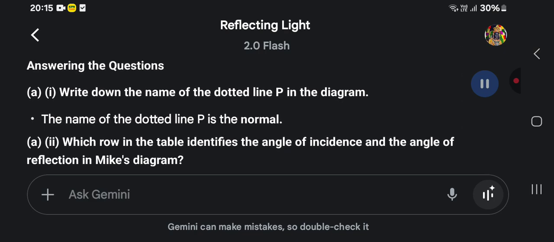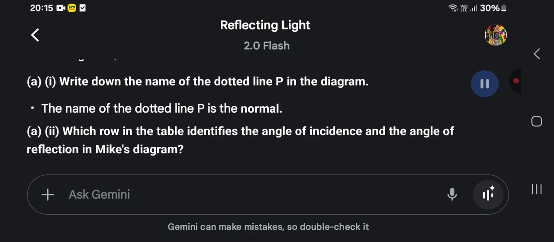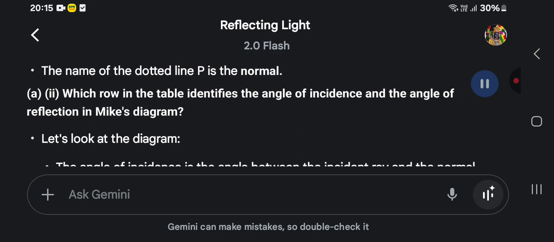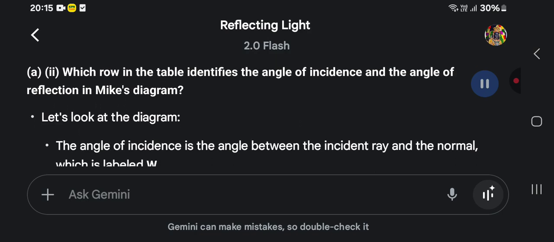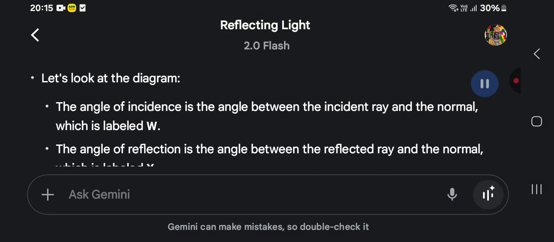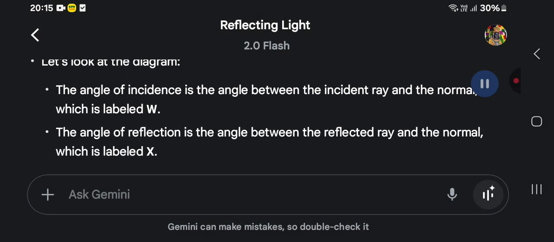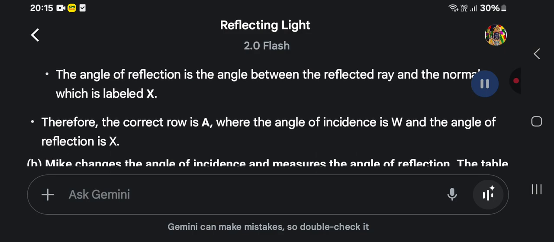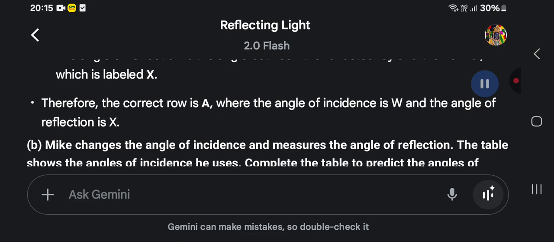A2. Which row in the table identifies the angle of incidence and the angle of reflection in Mike's diagram? Let's look at the diagram. The angle of incidence is the angle between the incident ray and the normal, which is labeled W. The angle of reflection is the angle between the reflected ray and the normal, which is labeled X. Therefore, the correct row is A, where the angle of incidence is W and the angle of reflection is X.